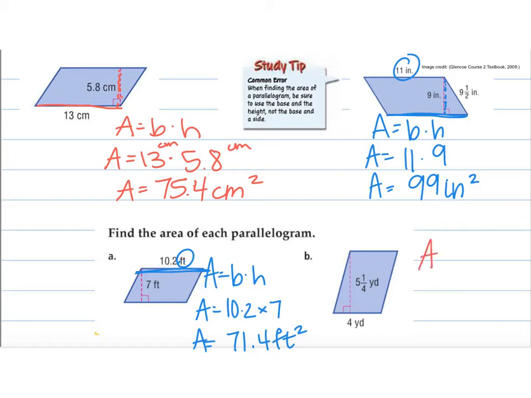Okay, again, area equals base times height. The base would be 4. The height is 5 1/4. Multiply those together, and I could type in 1/4 as a decimal, which I know is 0.25. So the area equals 21 yards squared.